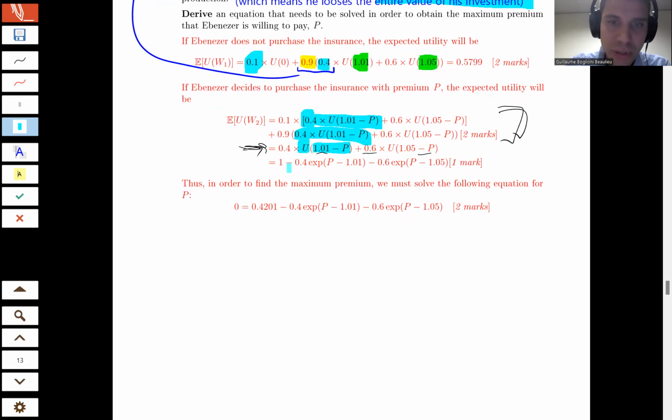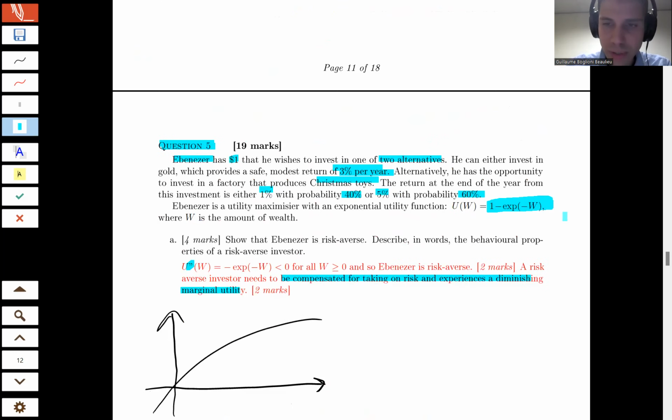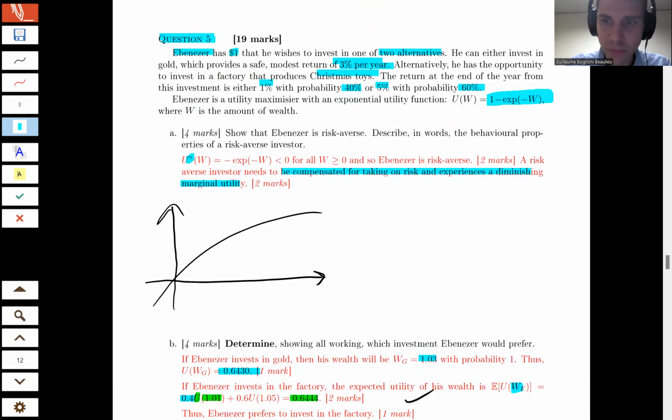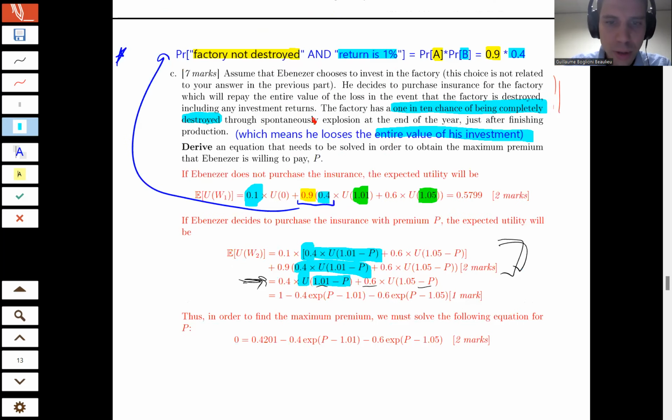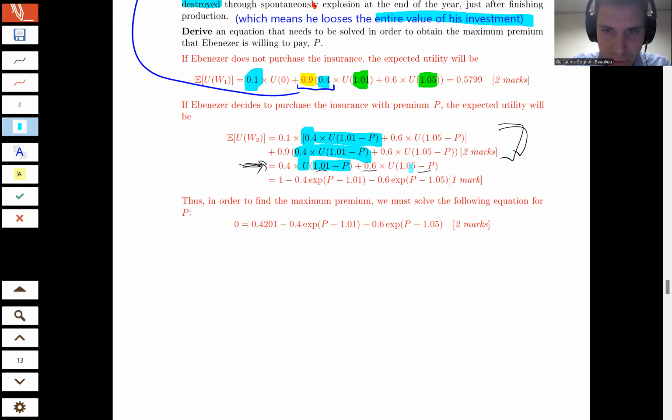numbers inside the utility, and the utility was just whatever this expression was over there, 1 minus the exponential of minus W. And I think that's it. Well, maybe here there's one calculation to do to get to this line, but it's easy mathematics. Okay, so in the end, how do you solve for P?